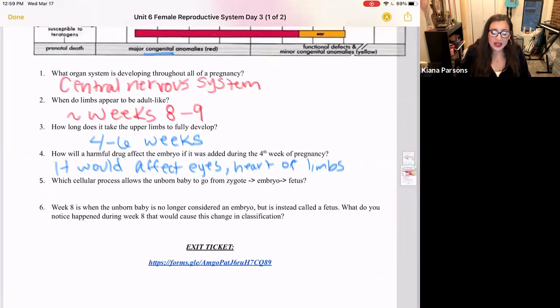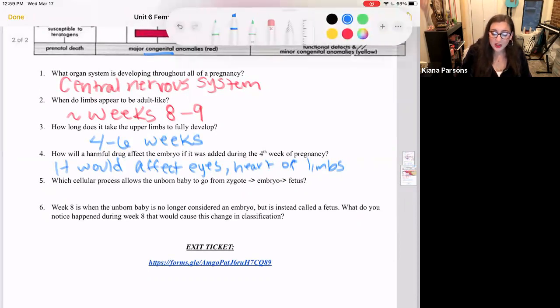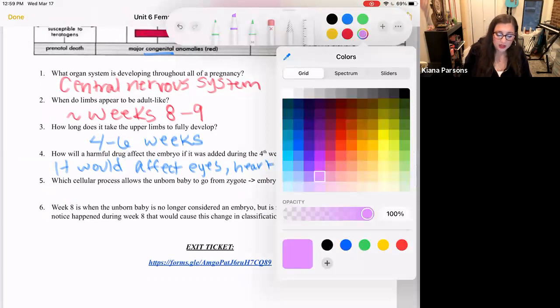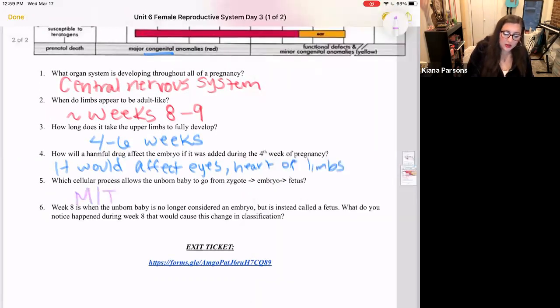Okay, which cellular process allows the unborn baby to go from zygote to embryo to fetus? Why, that is cell division via mitosis, of course, because we're talking about growth.